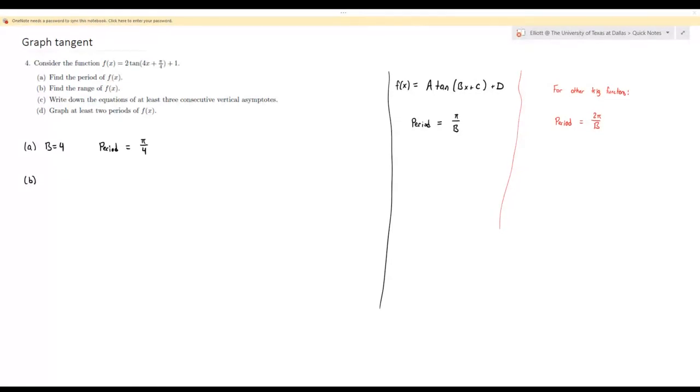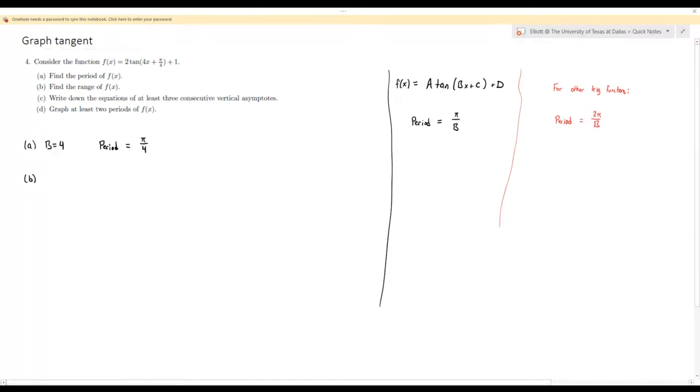And then part B was asking for the range of this function. Who can tell me what the range of the tangent function is? Anyone know that? All real numbers. Yeah, good. It's all real numbers. It doesn't matter if you're multiplying the tangent function or adding something to it. The range is still going to be all real numbers.